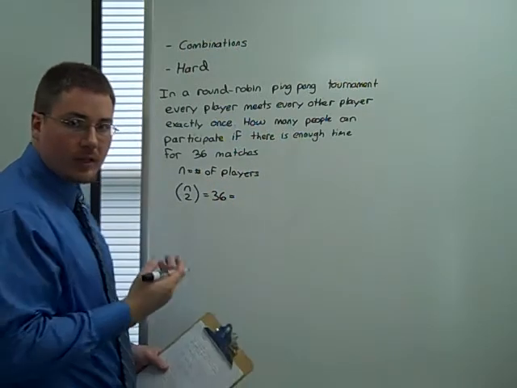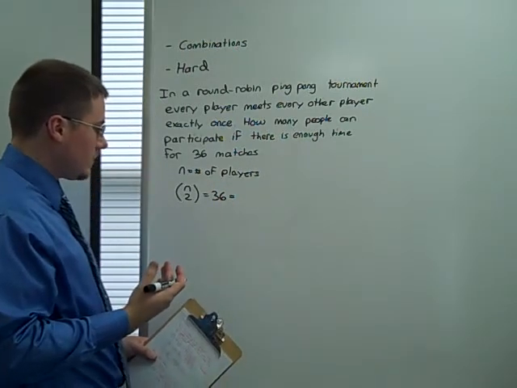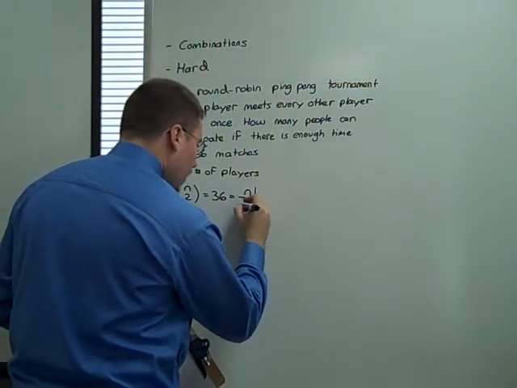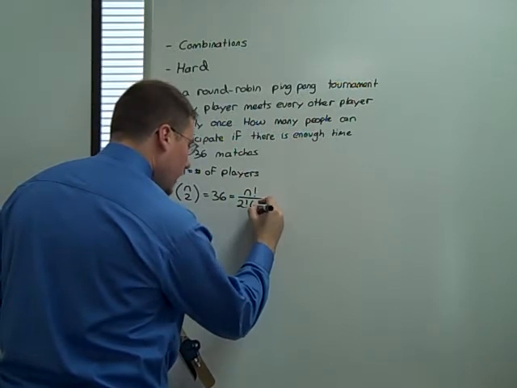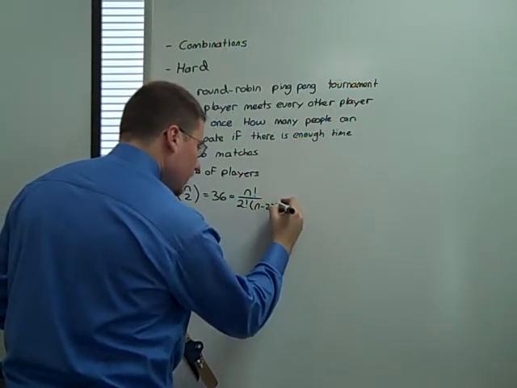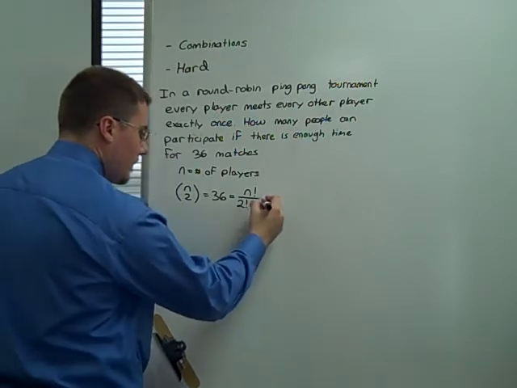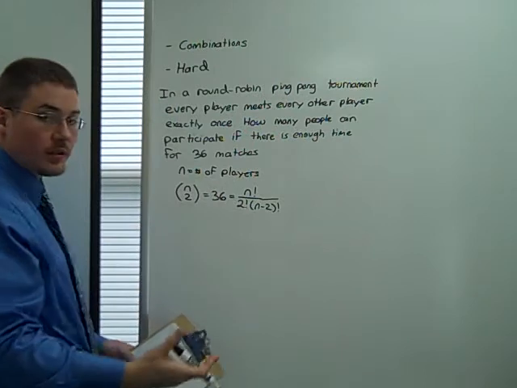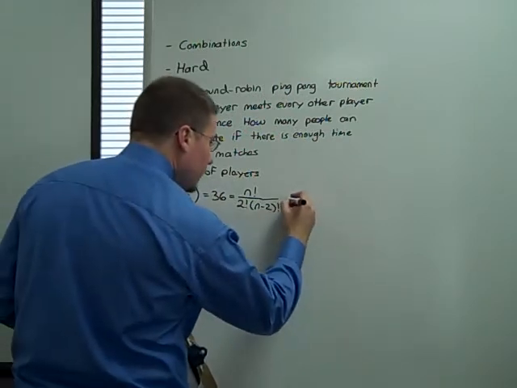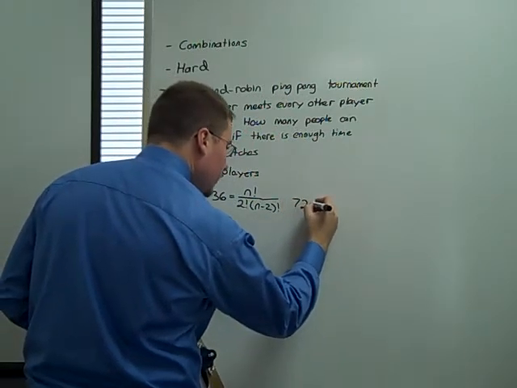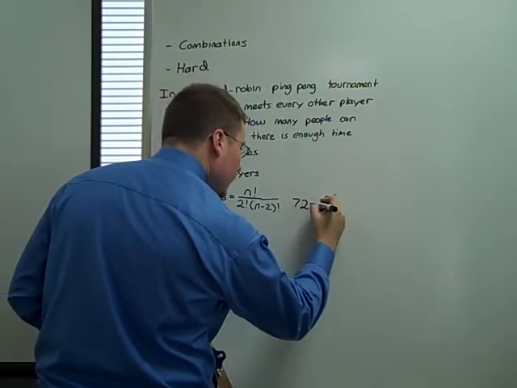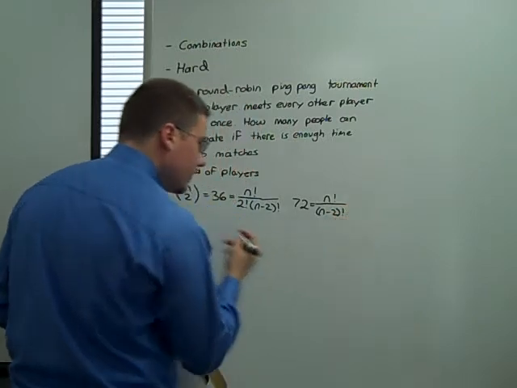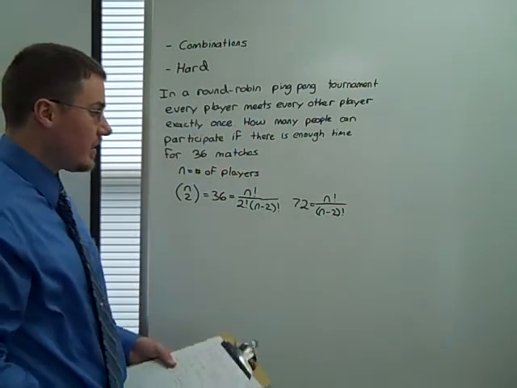Well, n choose 2, we know using the combination formula, is n factorial over 2 factorial times n minus 2 factorial. Now, we can cross multiply the 2, that is the one constant we do know, and get this equal to 72. So 72 equals n factorial over n minus 2 factorial. Now, we've done problems like this before.